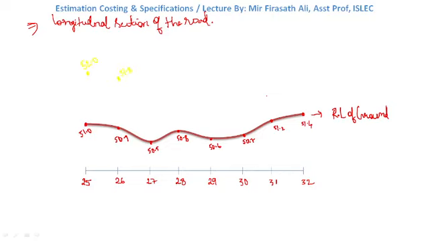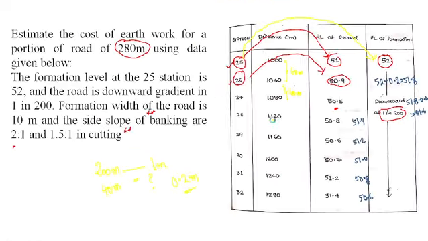Again at the next station, 51.6. Again at the next station, 51.4. Again at the next station, 51.2. Again at the next station, 51. Okay. Again at this station, what is our length at station 31?